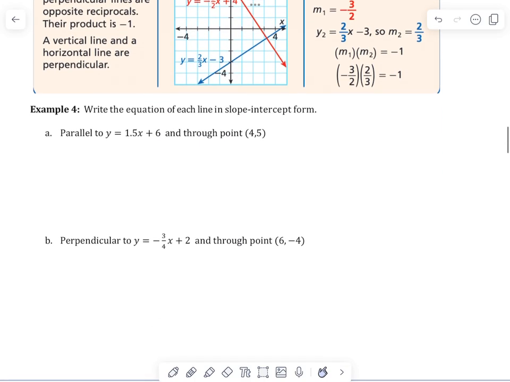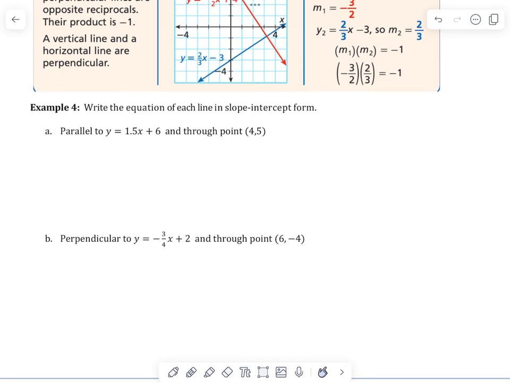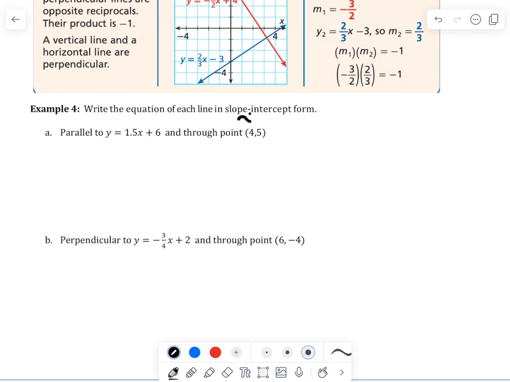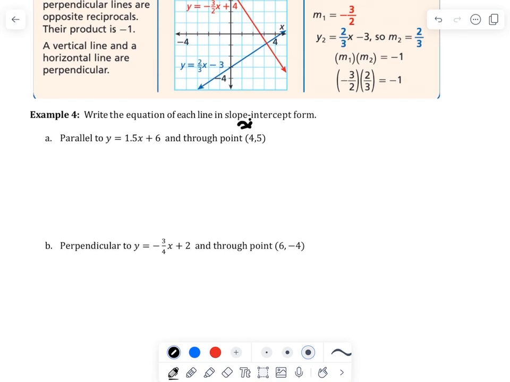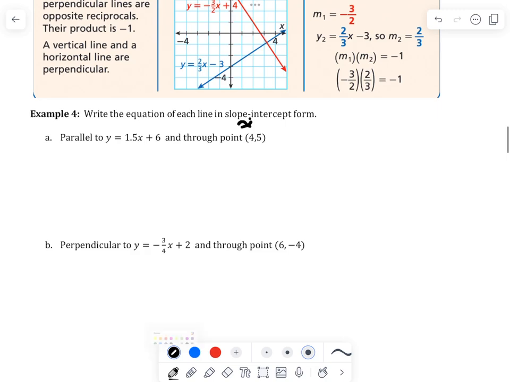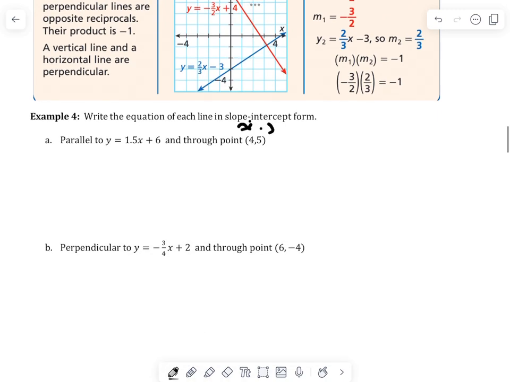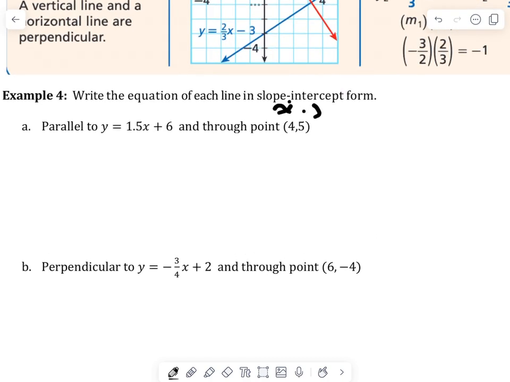So we're going to go ahead down to example 4, where we write the equation of each line in slope-intercept form. So we have an equation, y equals 1.5x plus 6, and it runs parallel through a new point (4, 5). So I'm going to identify that as my point x sub 1 and y sub 1.